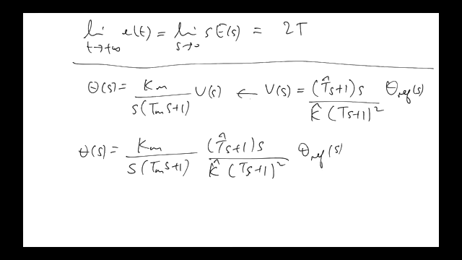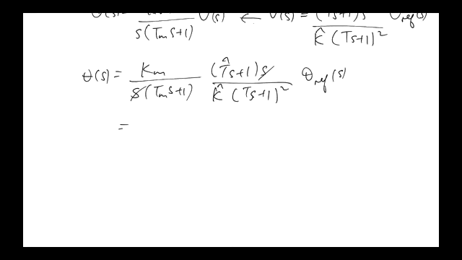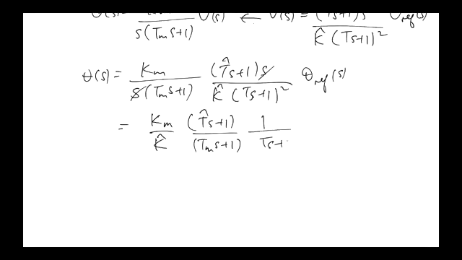Right, so they don't cancel out anymore. This doesn't cancel out with this because Tm is not T hat. These cancel, that's fine. Right, so let's cross them out. Okay, but this doesn't cancel this because they're not the same. All right, so we end up with this relationship between theta and the reference.